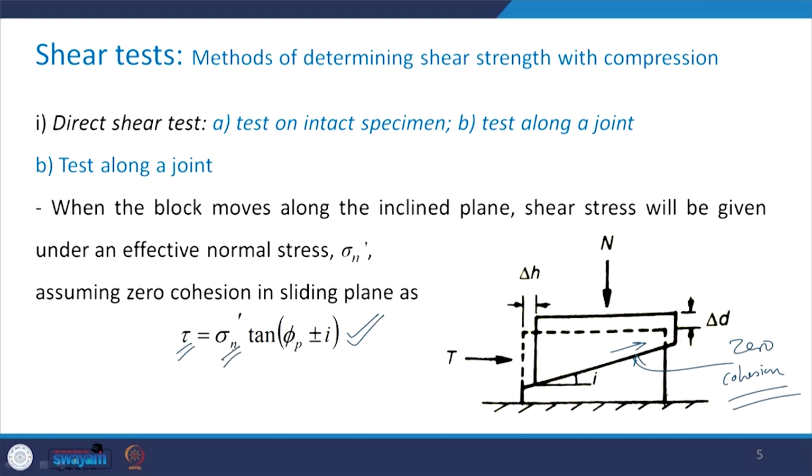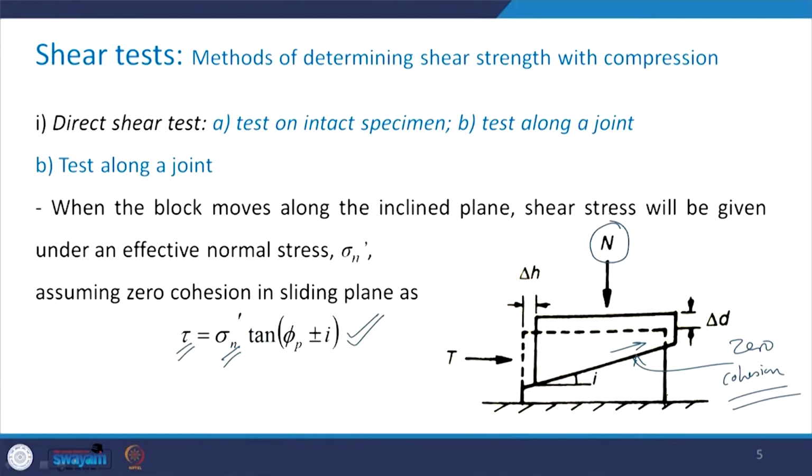And now, how will we obtain this normal stress? We know this normal load, and we know the area along which the shearing is taking place. When you divide this N by that area, you will get the normal stress. So, if the plane along which the sliding is taking place is inclined, this is the expression that will give you the shear stress along the inclined plane.